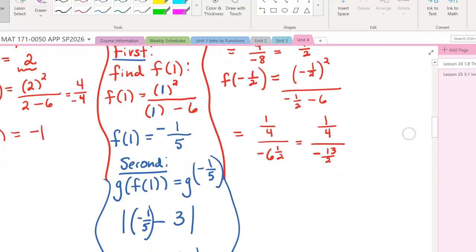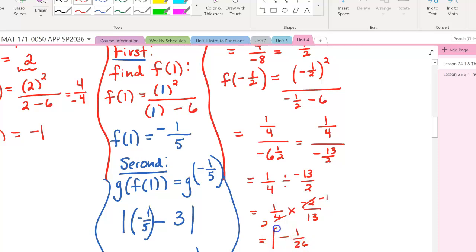So now if I change this to a division problem, that would be 1/4 divided by negative 13 over 2, which is equal to 1/4 times negative 2 over 13. So that cancels to negative 1, and that cancels to 2, and my final answer would be negative 1 over 26.